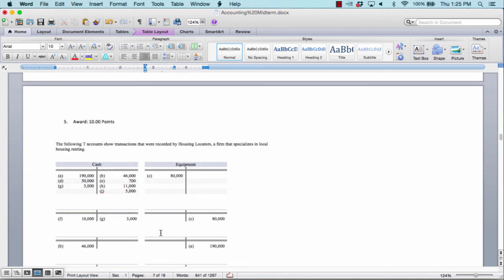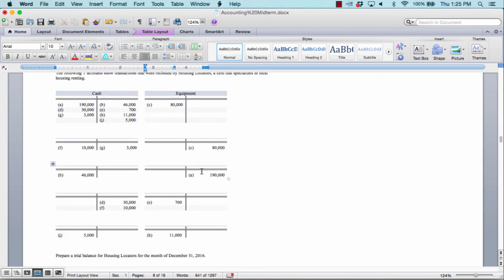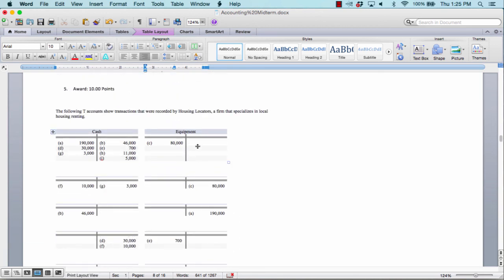That's it. Okay? And you go through the rest of them. The one for equipment, you can't see it here, but on your test you'll see that this one is accounts receivable and this one's accounts payable. Okay? So you're going to go down.